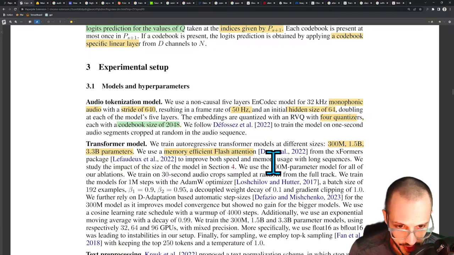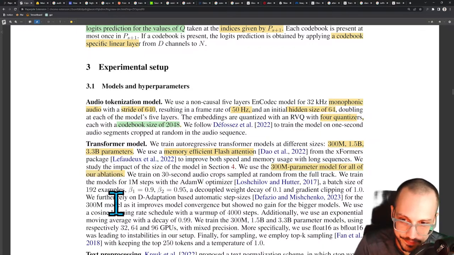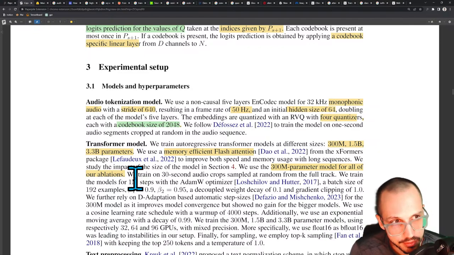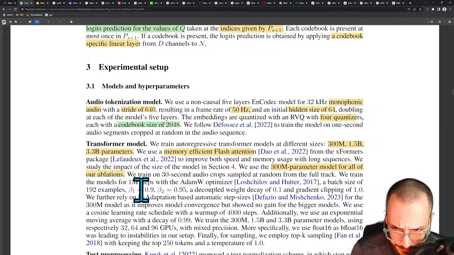To improve both speed and memory attention, we study the impact of the size of the model. We use a 300 million parameter model for all our ablations. So they do all their ablations on the small model. Take that with a grain of salt. It might be that the ablations don't have the same result in the bigger models. We train on 30-second audio crops sampled at random from the full track. We train the model for 1 million steps with AdamW and a batch size of 192 examples.